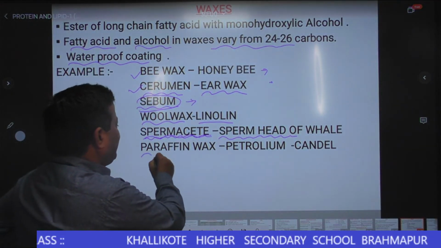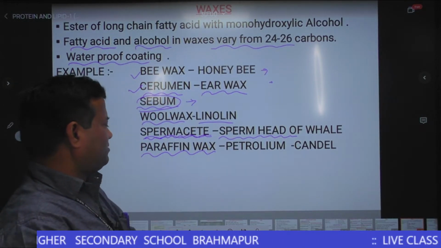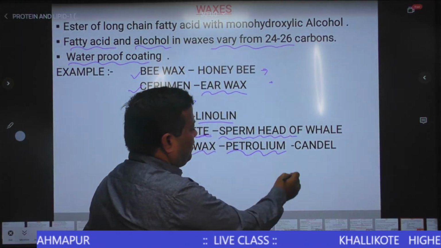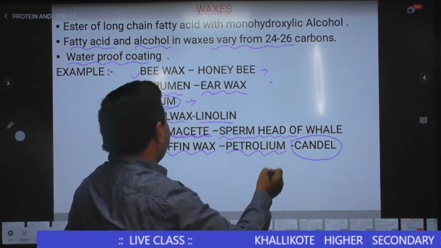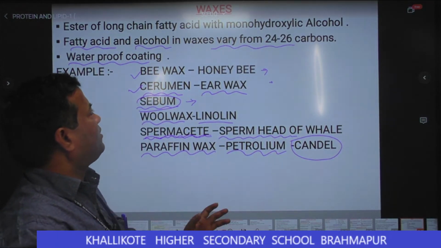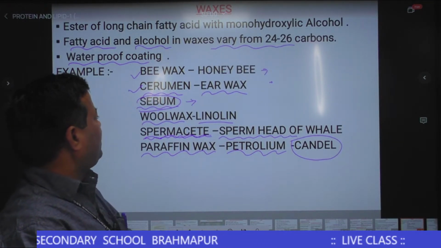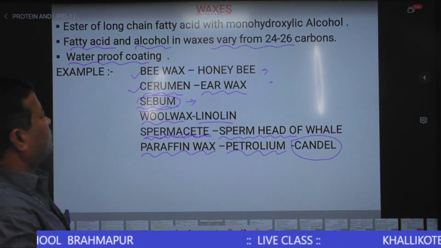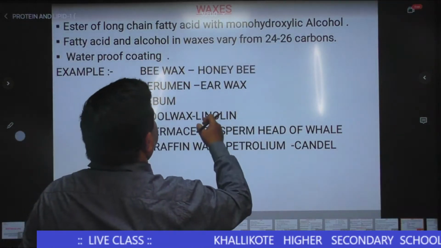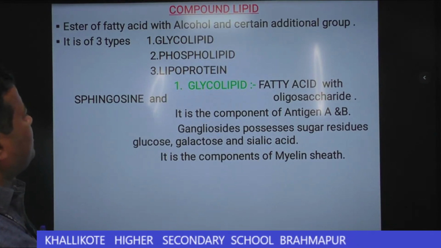Then another is paraffin wax. Paraffin wax is a fatty or waxy substance that is produced from petroleum products, and candles are generally made from paraffin wax. These are the different types of fatty substances or simple lipids obtained from different types of animals, insects as well as human beings. These are discussed under simple lipids.